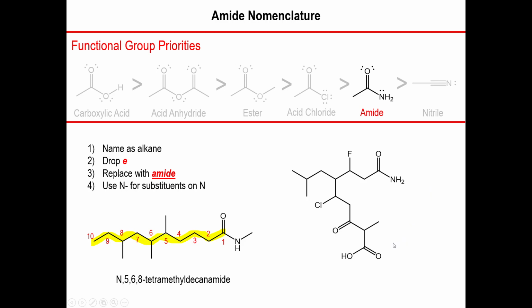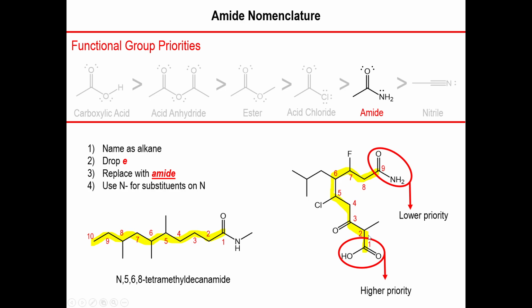The highest priority is the carboxylic acid. So this tells us that, yes, the longest chain is going to be this whole highlighted section, but position 1 specifically is not going to be at the amide because that's a lower priority group, but rather at the carboxylic acid, right? So position 1 is right here, and then we work our way all the way down to position 9, which happens to be where the amide is located.